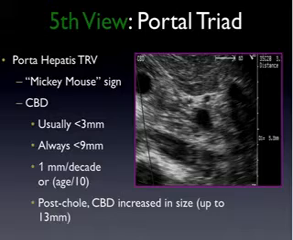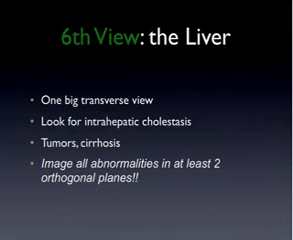The CBD itself is usually less than 3 millimeters, always less than 9 millimeters. The best way for you to remember this is that patients get essentially 1 millimeter per decade of life, for age divided by 10. That said, after cholecystectomy, the CBD can be increased in size up to 1.3 centimeters. The 6th view is that of the liver, which is one big transverse view, specifically to look for any liver pathology, things like intrahepatic cholestasis, tumors, cirrhosis, etc. And of course, imaging all abnormalities in at least 2 orthogonal planes.